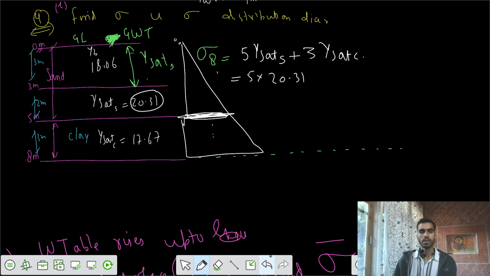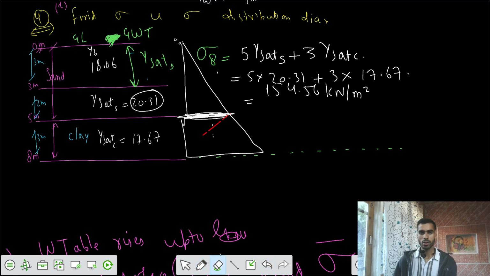This is your gamma sat for the sand, 20.31, plus 3 into gamma sat for your clay, 17.67. So that's your total stress at the 8 meter level. So that's coming out to be equals to how much? 154.56 kilonewton per meter square.